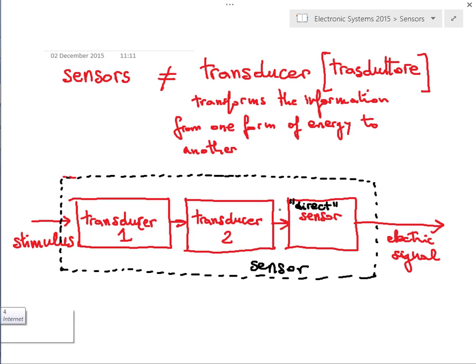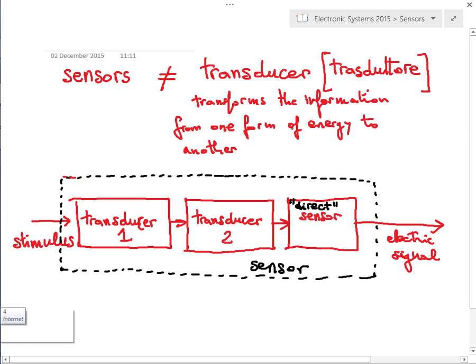And we do not have many direct sensors available, but using different transducers we can obtain a large variety of sensors. So you shall see that many sensors are based on a basic sensor, a direct sensor, plus a combination of transducers. Those are necessary in order to increase the number of quantities that can be, let's say, easily read.